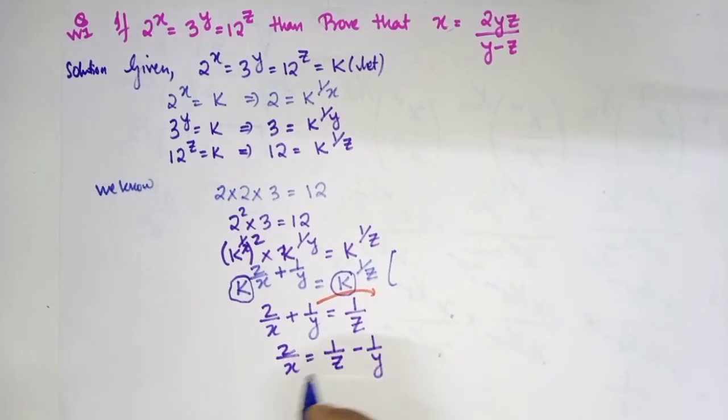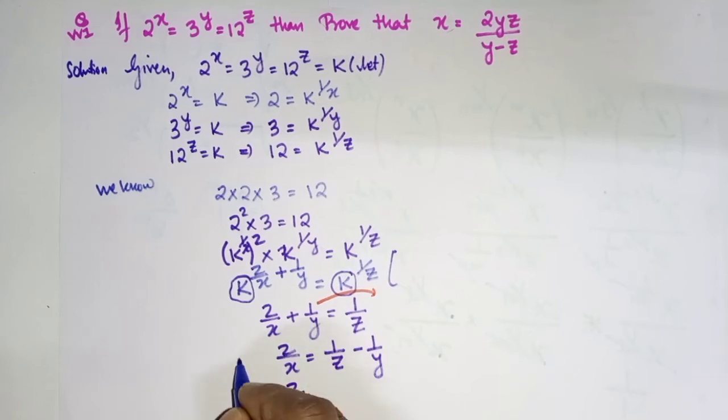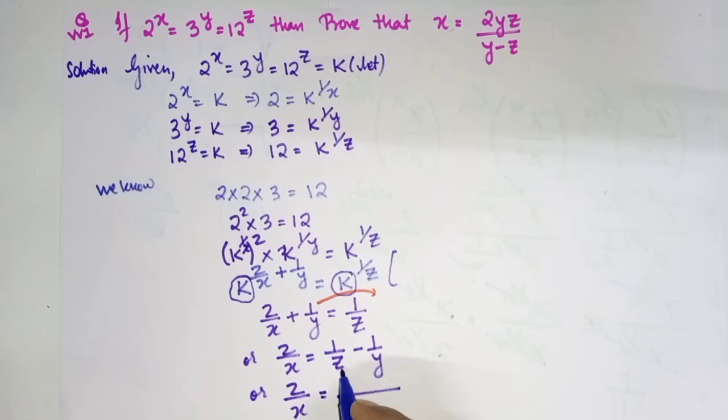Now what I have to do is take the LCM. So 2 by x equals, what will be the LCM of this? Obviously zy, and I'll write it in alphabetical order, so yz. z gets cancelled, what is left over? y. y will go up. Minus y gets cancelled, what is left over? z. So till here I got this.